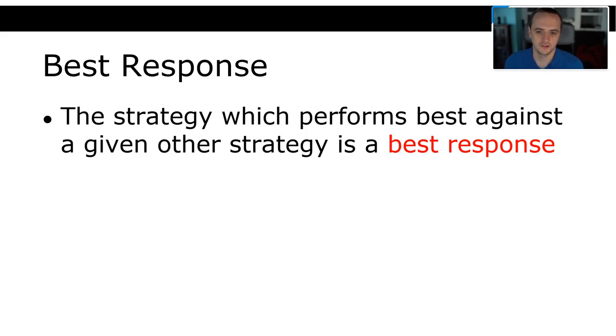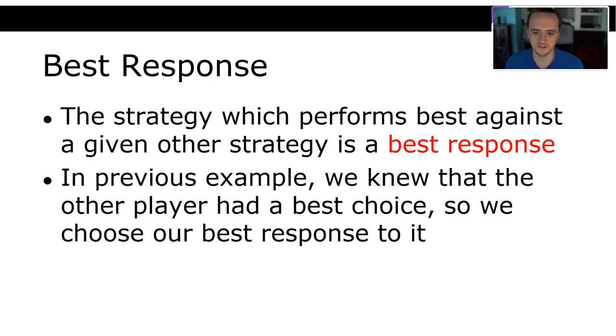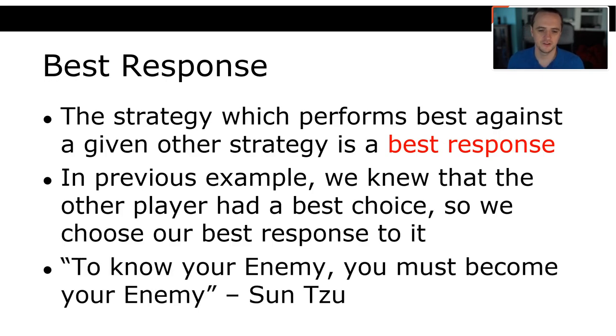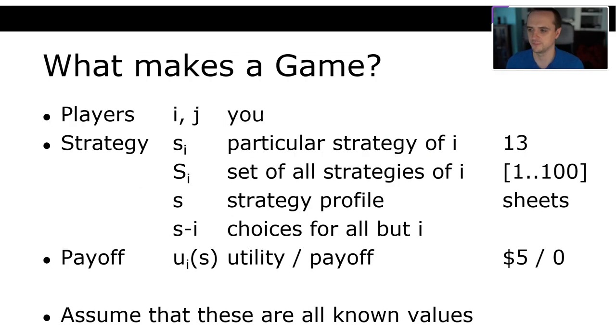So the best response, the strategy which performs best against a given other strategy of the opponent or the partner, is a best response. So in the previous example, we knew that the other player had a best choice, and so we chose our best response to it. And so, to know your enemy, you must become your enemy. That's Sun Tzu, right? The Art of War. Okay. So that's a best response. That's a payoff matrix. That's what we're doing.